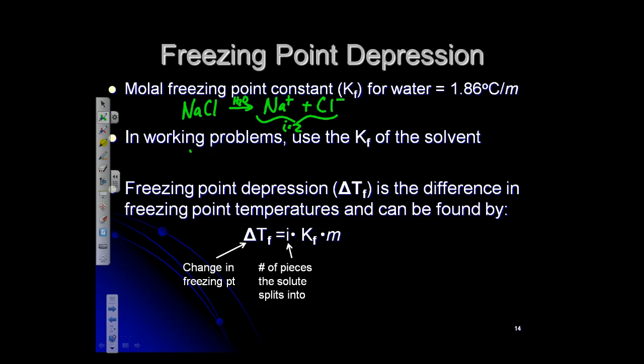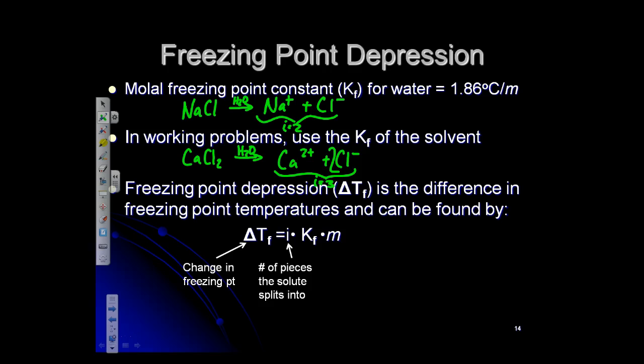If my solute was calcium chloride, it splits up into calcium ions and chloride ions, and then I have to balance, so 2 chloride ions actually end up. So I have 3 pieces, 1 calcium and 2 chloride ions that are floating around in solution. So my i for calcium chloride would be 3.